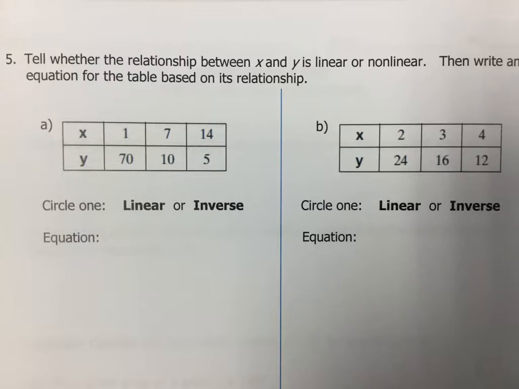So the first thing I'm going to do in table A is check to see if we have a slope. So I'm going to look at how my x values change. First I went from 1 to 7, which shows that I increased by 6. Then I went from 7 to 14, which is an increase of 7. Then if I check my change in y, I decreased by 60 when I went from 70 to 10. And then decreased by 5 when I went from 10 to 5.